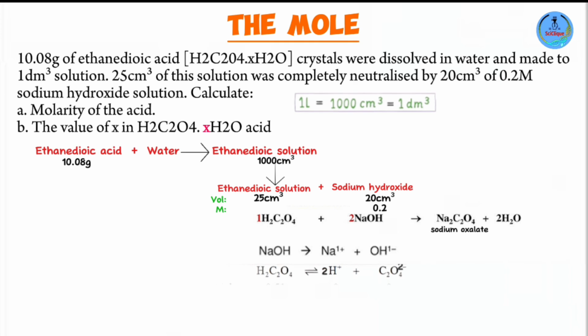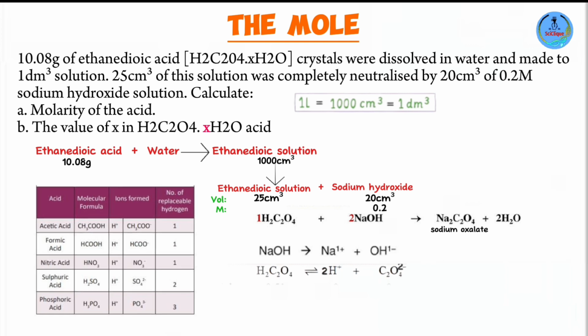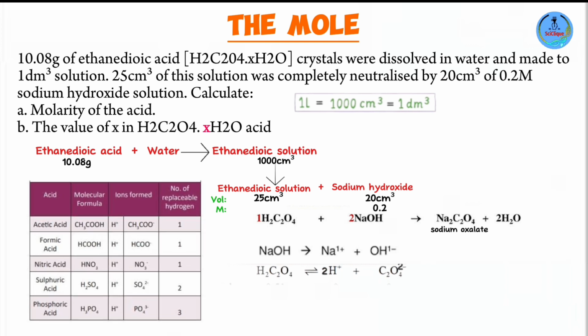All acids have replaceable hydrogen ions, but the number differs from one acid to another. Nitric acid and hydrochloric acid have only one replaceable hydrogen ion, and these are termed as monobasic acids. Sulfuric acid, on the other hand, has two replaceable hydrogen ions, and that is why it's referred to as a dibasic acid. Now, ethanedioic acid is also a dibasic acid. So these are terms that you're going to need to be familiar with in such questions, in questions of molarity.